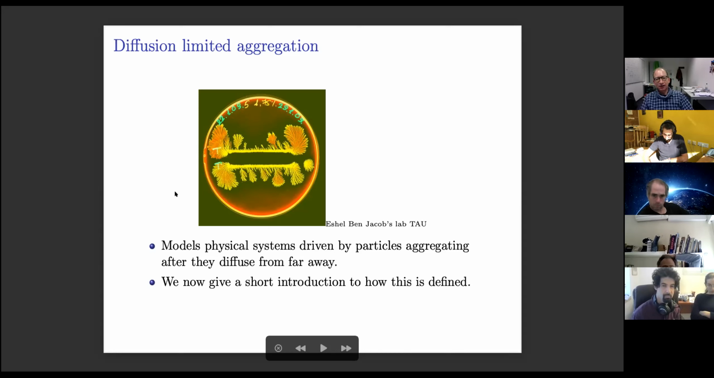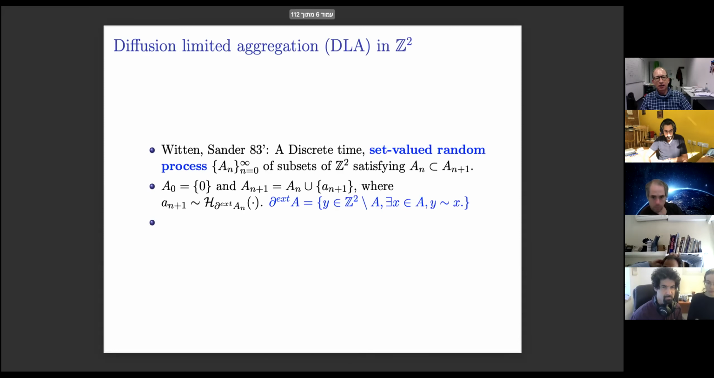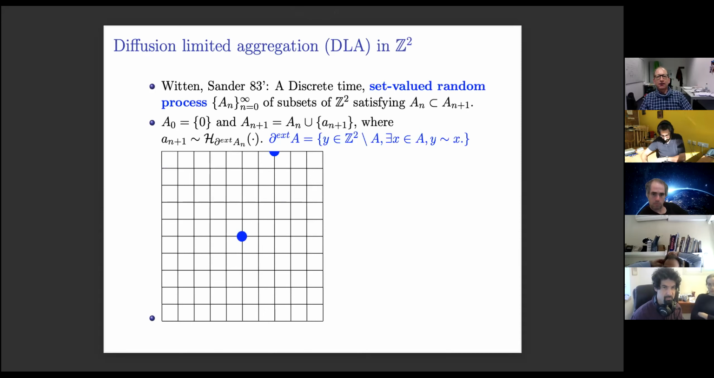There are many other possible physical models where particles are diffusing one way or another and then joining an existing aggregate. So the diffusion limited aggregation, the DLA, is a very simple model that tries to capture this aggregation. Simple, but at the same time also extremely hard. So here I have an explanation of what a random walk is, but I think I can skip this. And the diffusion limited aggregation, or DLA, in Z^2 is the following model.